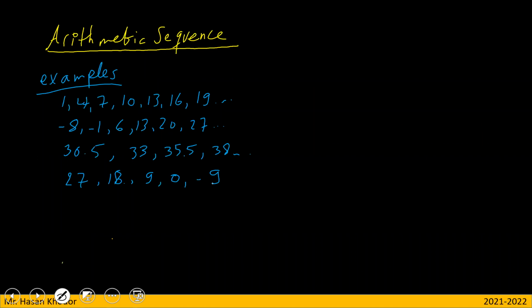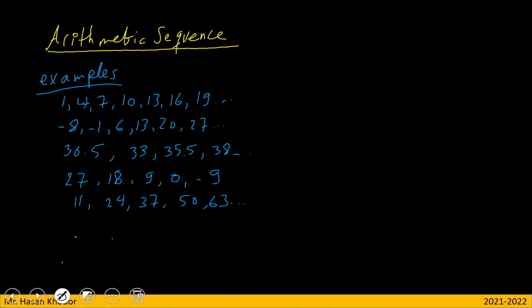Another example also. Okay, let's say 11, 24, 37, 50, 63. Okay. All of these, ladies and gentlemen, are examples of a special kind of sequences. It is called the arithmetic sequence. What can you notice about arithmetic sequences?